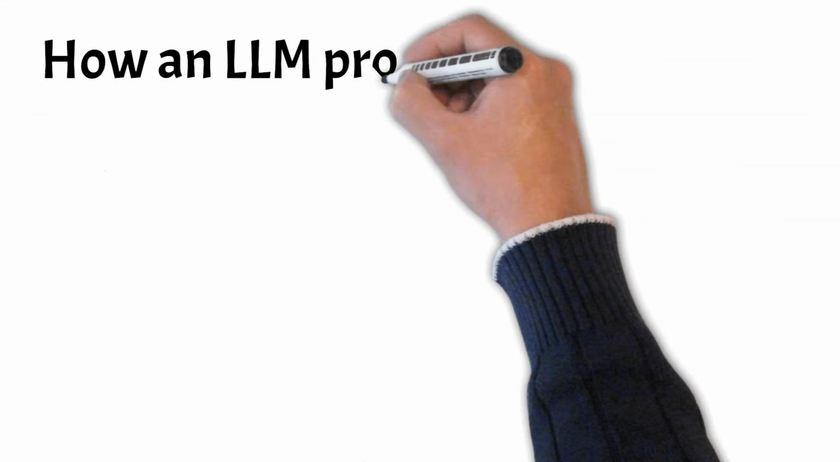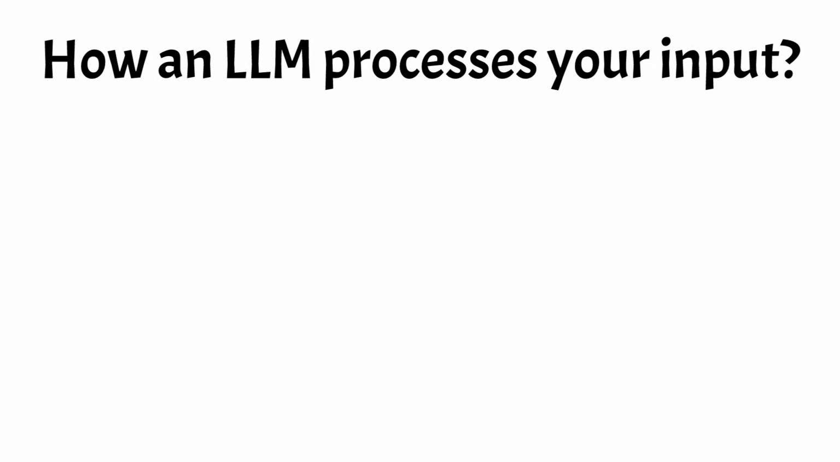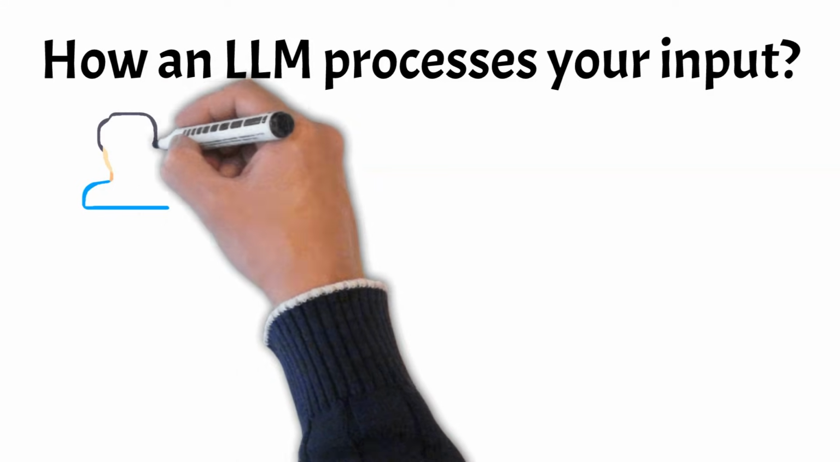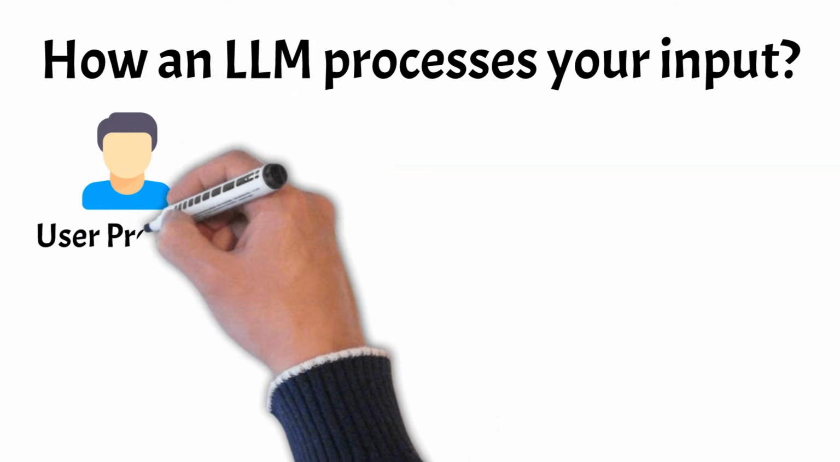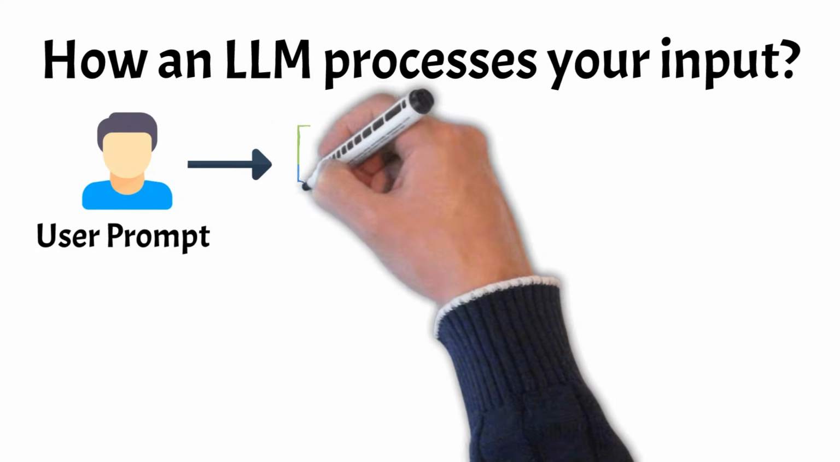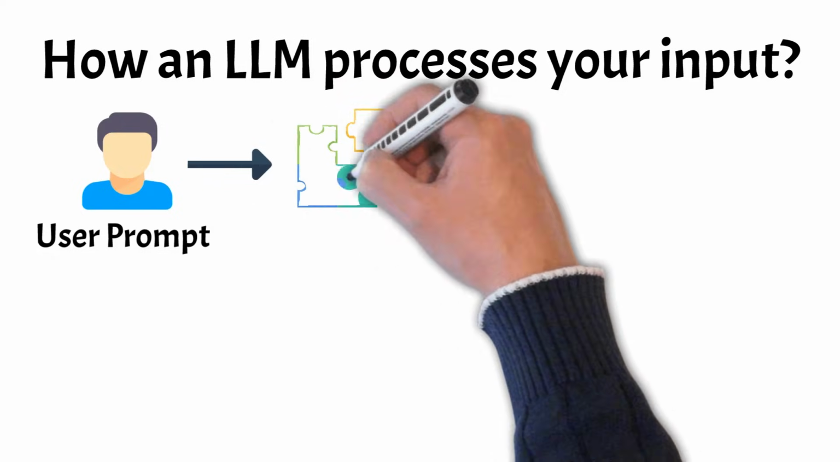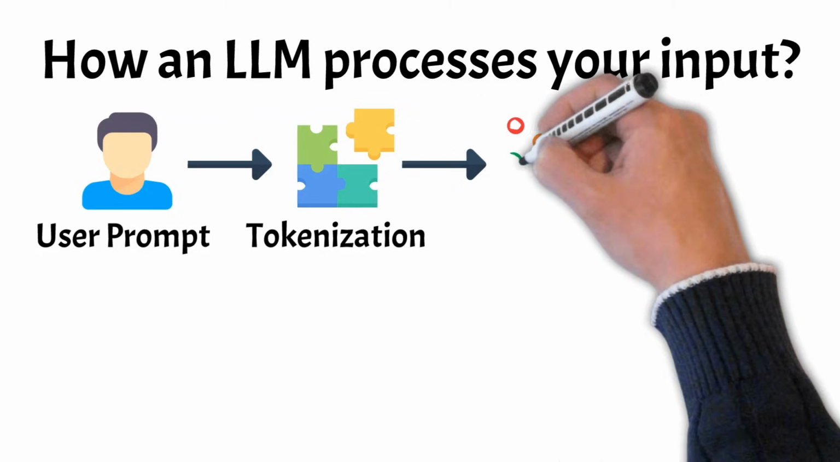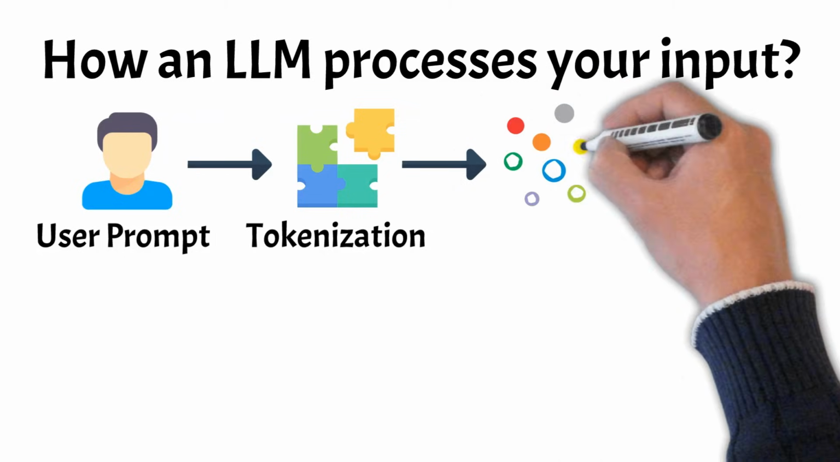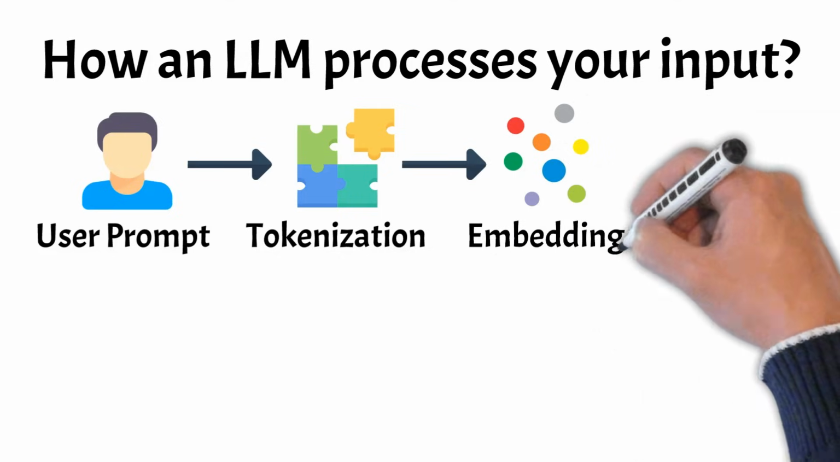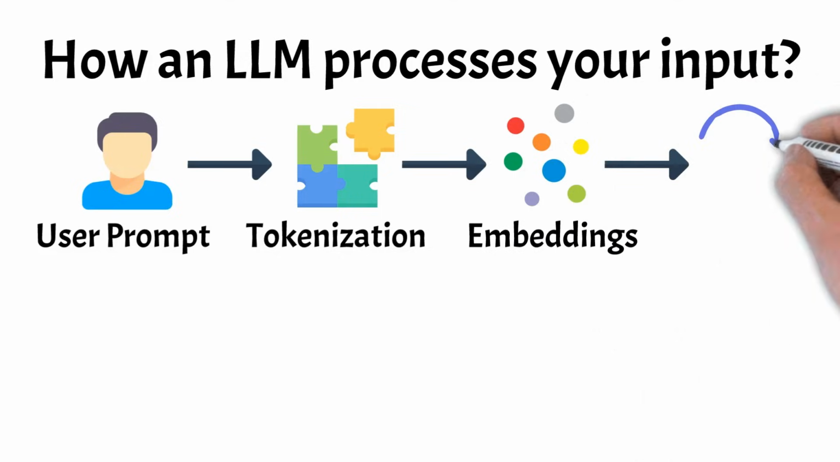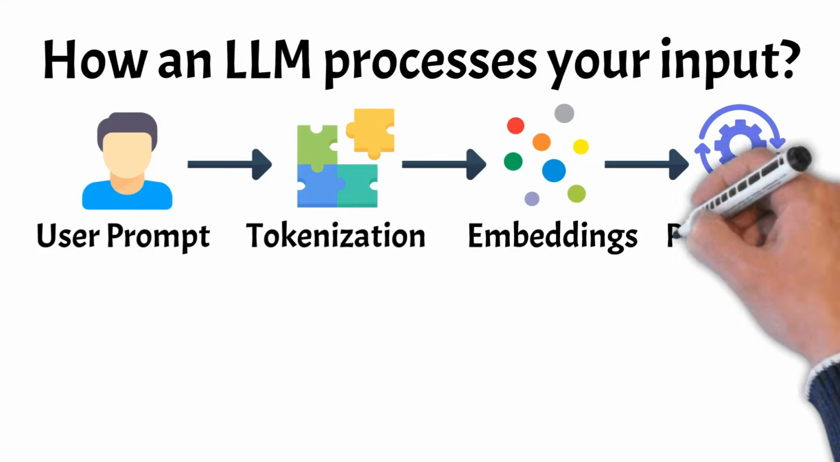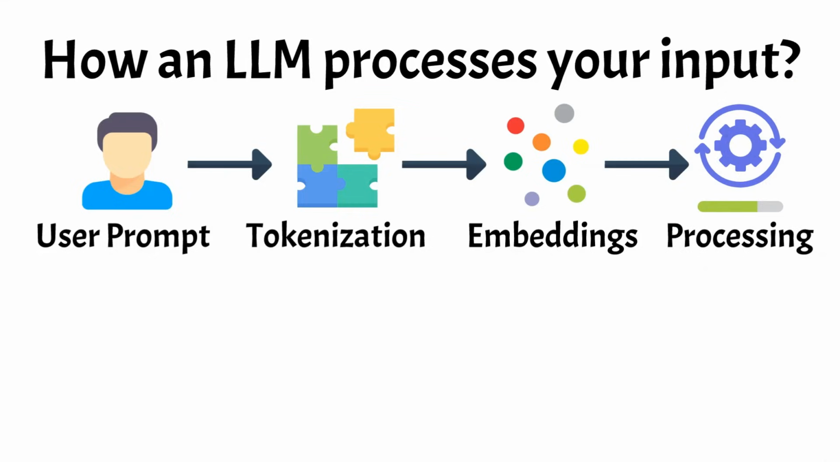Now that we've explored the core building blocks of LLMs, let's put everything together and look at what actually happens when you type a request. First, your text enters the system as a user prompt, which is immediately broken down into tokens, the small puzzle piece chunks of text we discussed earlier. These tokens are then transformed into embeddings, the numerical vectors that give the model a sense of meaning and relationships between words. Next, the model begins processing these embeddings through the layers of its neural network, using the patterns it learned during training to understand your intent and predict what should come next.